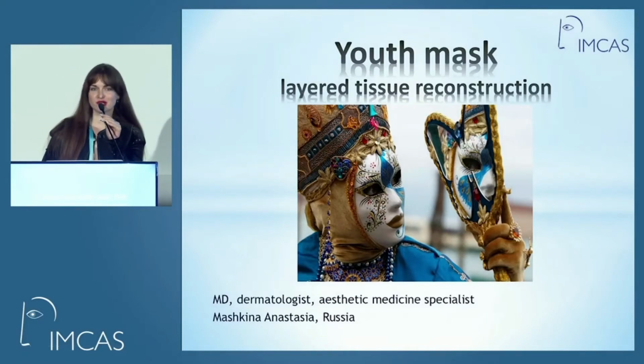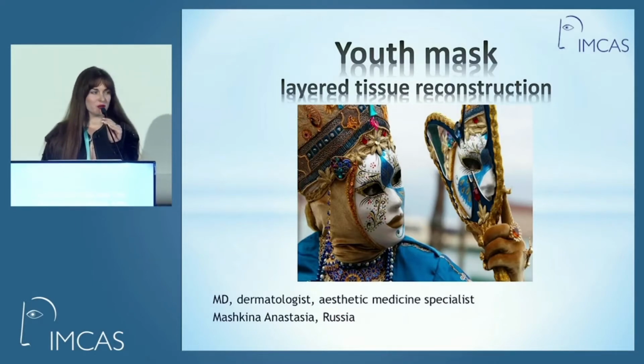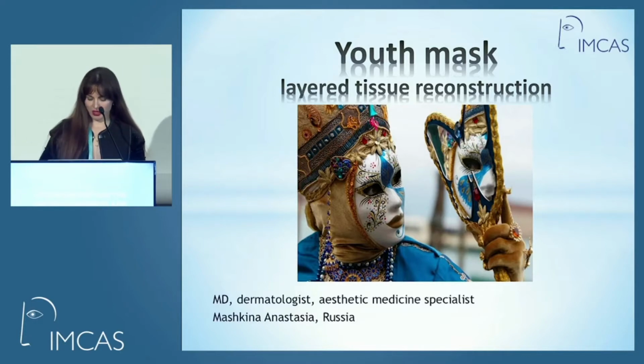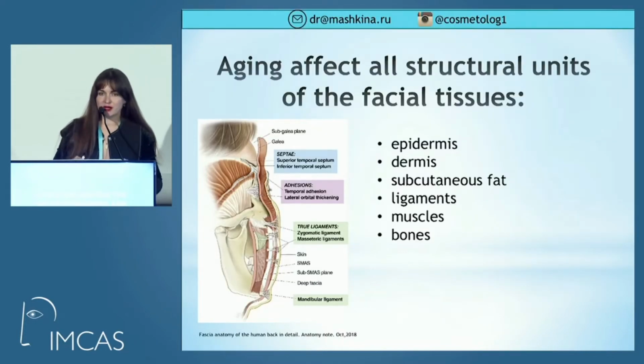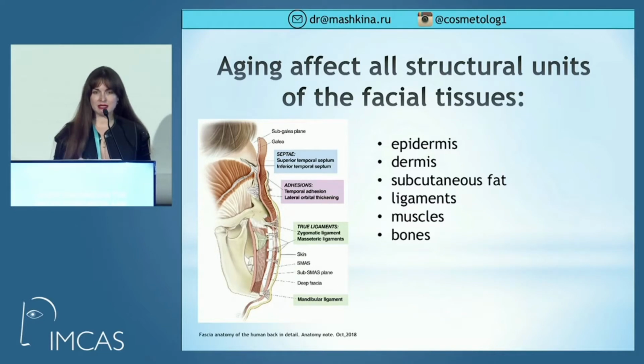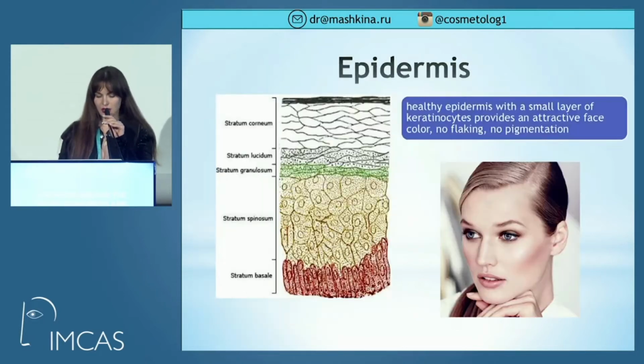I'm glad to have the honor to introduce to you my concept of facial rejuvenation and layer tissue reconstruction, the youth mask. And now we will analyze the layer reconstruction of the face from the surface to depth. Aging affects all structural units of the facial tissues: epidermis, dermis, subcutaneous fat, ligaments and muscles, and bones. And we, as medical aesthetic doctors, can influence these structures, but not all of them.